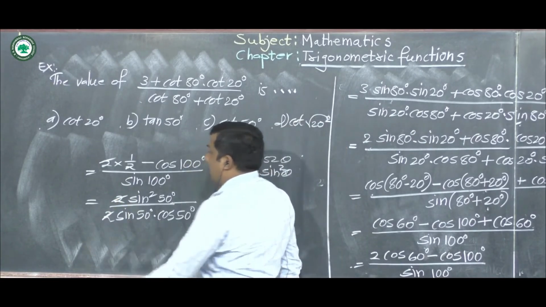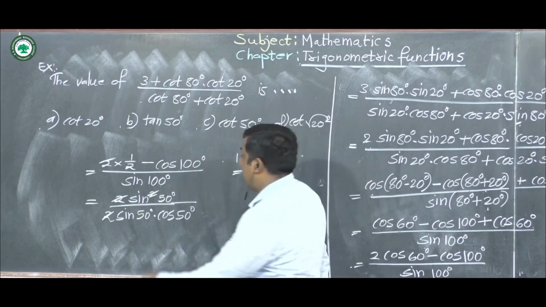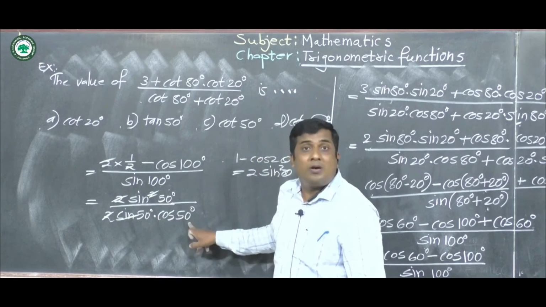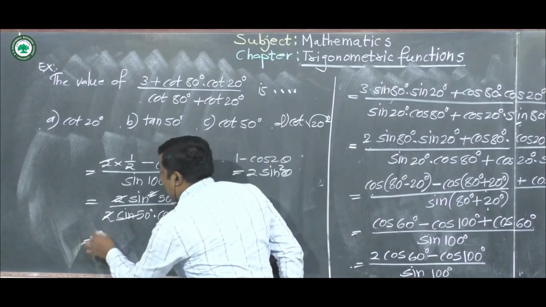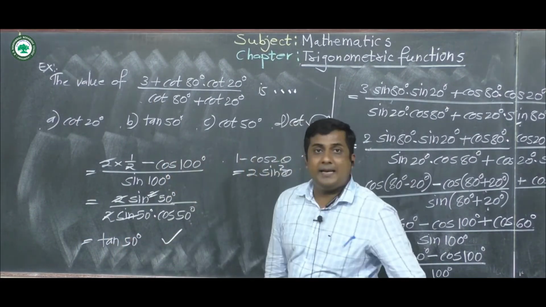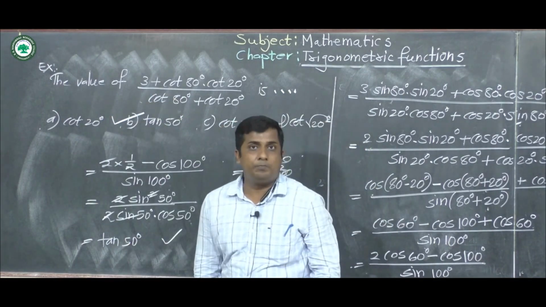Here 2 and 2 cancel. Then sine 50 degree and sine 50 degree cancel, and only sine 50 upon cos 50 remains. And we know sine upon cos is tan. So this is equal to tan of 50 degree, and our correct option is B. Here B is the correct one.